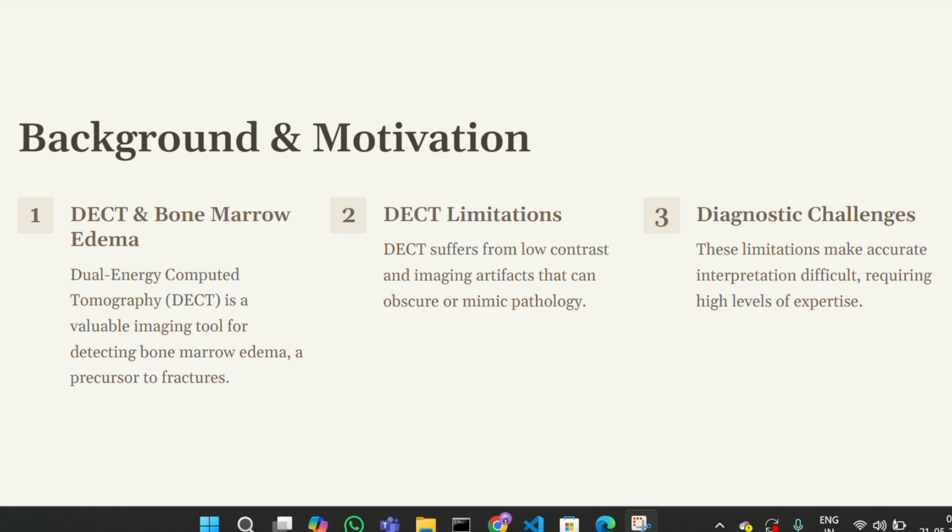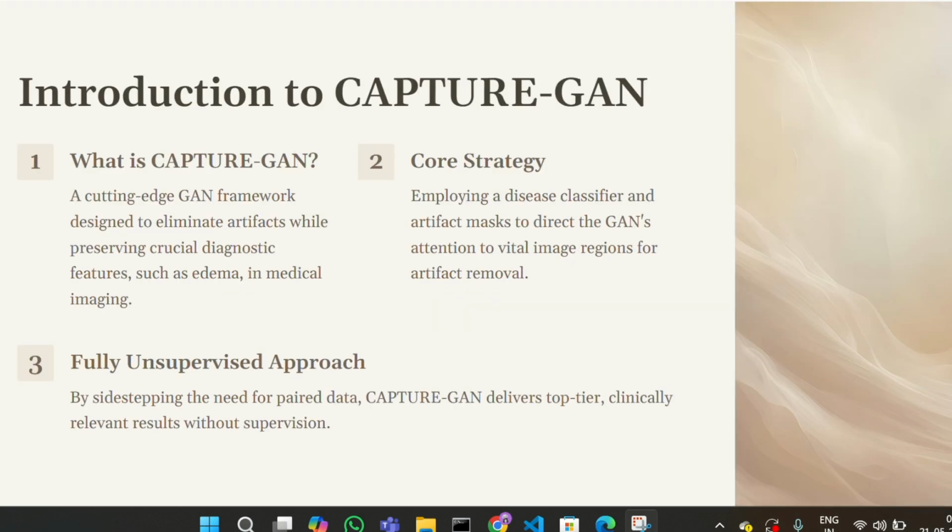However, most of them operate in a supervised setting, meaning they require paired data. For example, one image with artifacts and the exact same image without them. In the real world, that kind of ground truth data is nearly impossible to obtain, especially in medical imaging. Even unsupervised models like CycleGAN or AdGAN aren't well suited here. They often cannot tell the difference between an artifact and a disease feature because both can look very similar.